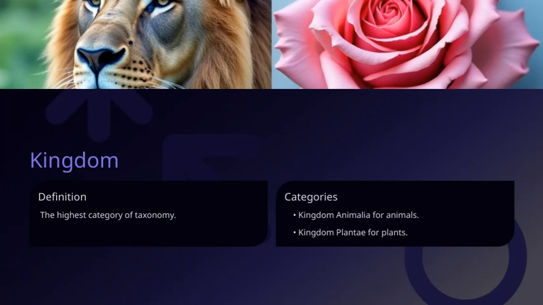Now, let's talk about the highest category of taxonomy, which is the kingdom. This is a fundamental level because it groups living things into broad categories based on key characteristics. For example, plants are classified under the kingdom Plantae, and animals fall under the kingdom Animalia. These categories help us understand the diversity of life and how different organisms relate to each other. Recognizing these kingdoms is essential for organizing biological information and studying the relationships among living things. So, when we refer to the kingdom, we're essentially talking about the largest, most inclusive categories that group similar organisms together.